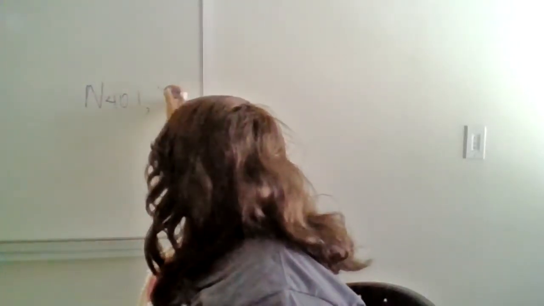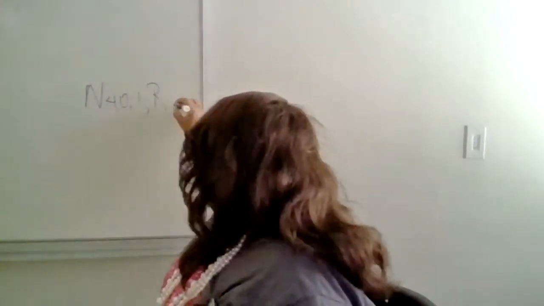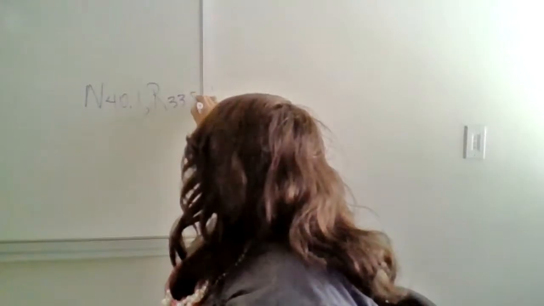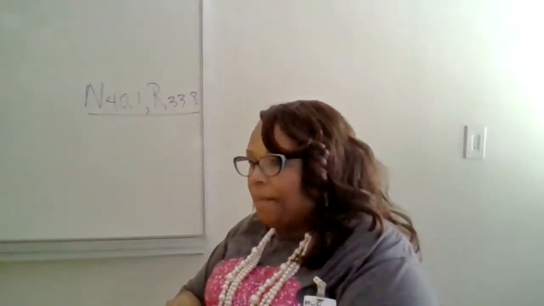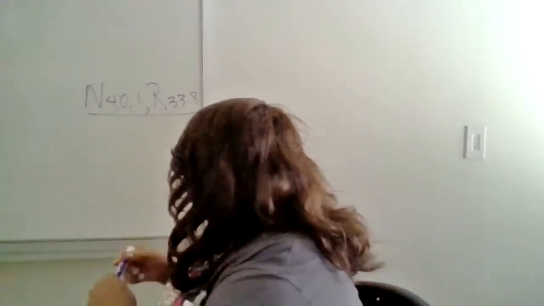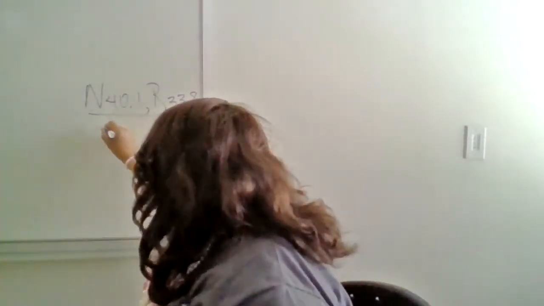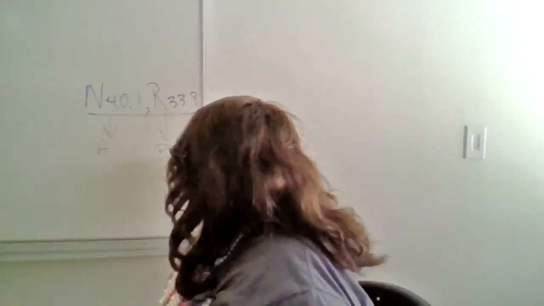40.1, comma, R 33.8. That's how it should look on your line. Can you see that? That's problem 4, right? Yeah, problem 4. So this is answer A. This is for answer A. This is for answer B. Okay?